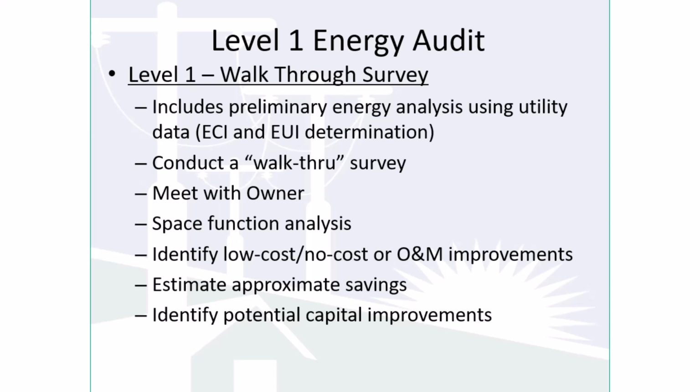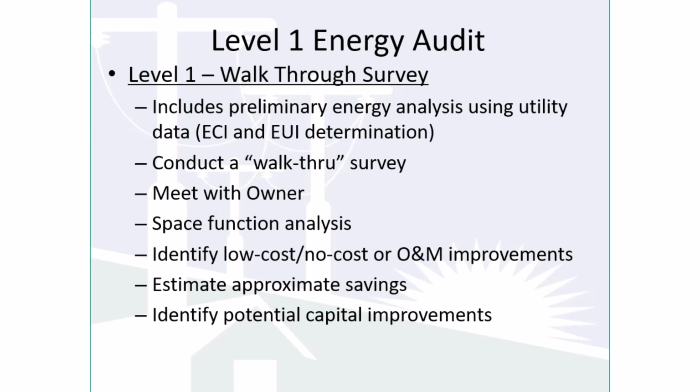Then you will identify any low cost or no cost or O&M improvements. O&M stands for operation and maintenance improvements. And this is the first place that energy auditors go looking for energy savings. For instance, scheduling of equipment. Does the equipment turn off when the people aren't there? That's a low cost, no cost operational and maintenance improvement.